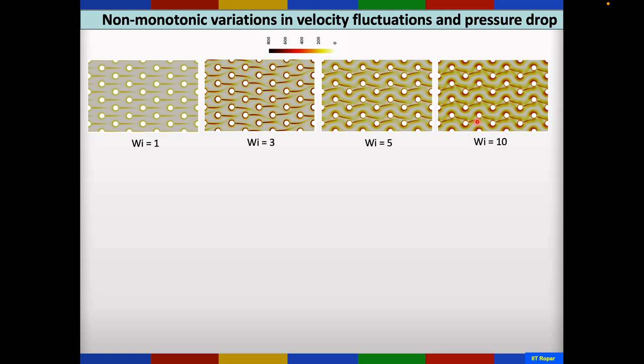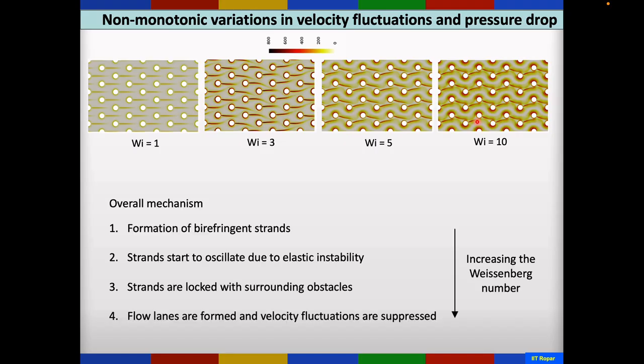So we have explained this in terms of the formation of birefringent strands, but definitely we have to do more statistical analysis in order to prove that. So we are working on that. This is the overall mechanism that I just discussed: birefringent strands will be formed and will start to oscillate, which will generate the elastic turbulence. But if you keep increasing the flow strength, the strands will be locked with the surrounding obstacles. That's why the fluctuation gets suppressed as we increase the Weissenberg number.